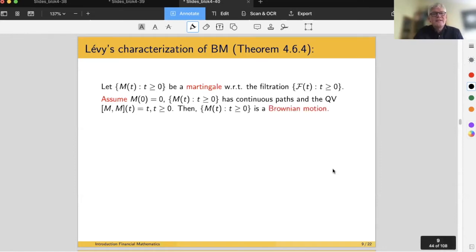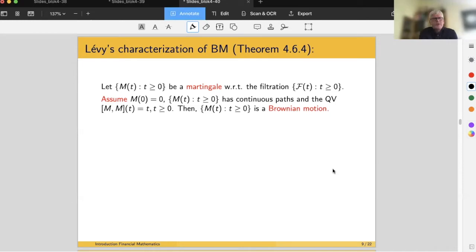Then the theorem says that M_t, t greater equal to 0, is a Brownian motion. So the conclusion is, when we assume M_0 equals 0, continuous paths and a quadratic variation of t, then M_t must be a Brownian motion.